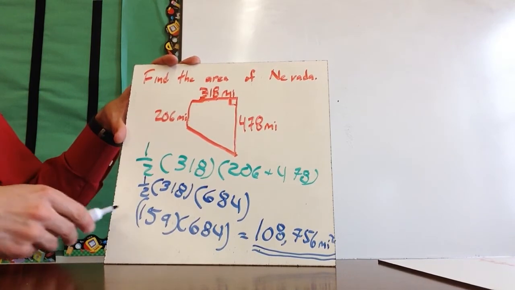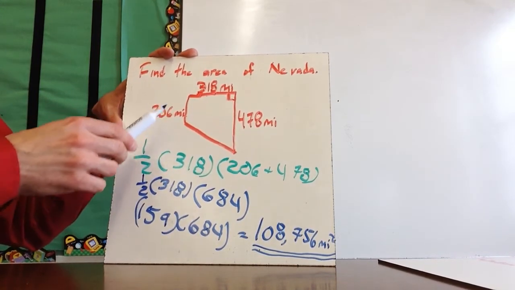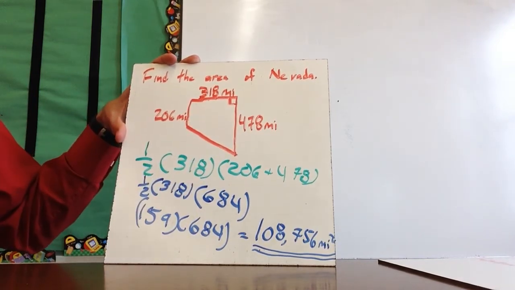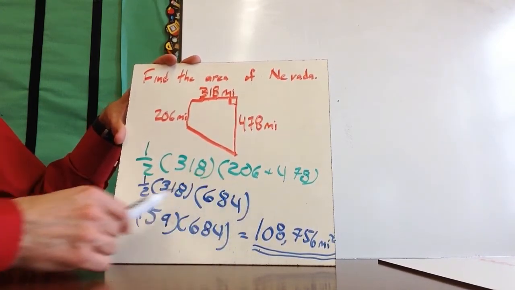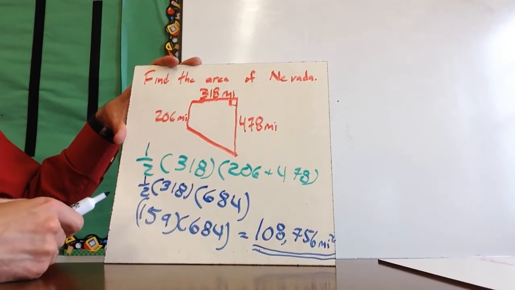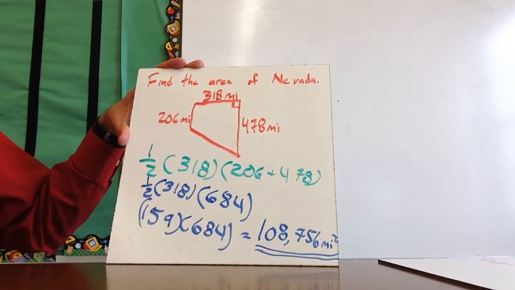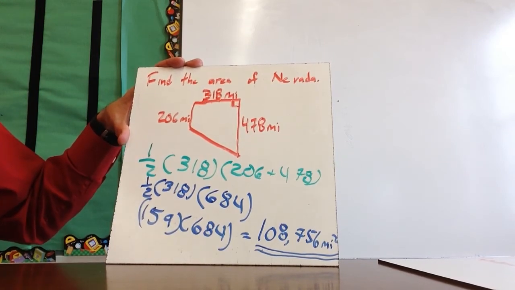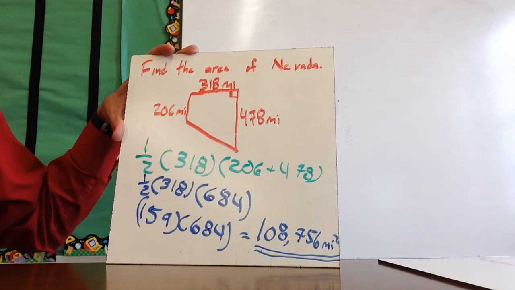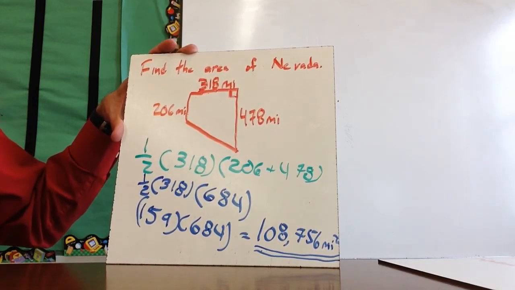Even though the numbers are large, it's the same idea. I'm going 1/2 times the height, and then times base 1 plus base 2. Keep in mind that after I've added these, the order in which I do these doesn't matter, so I could have gone 1/2 of 684, which would make you use smaller numbers, but no matter what, you're going to end up with a large number like 108,756. That's 108,756 square miles, because we're finding the area of the state of Nevada.